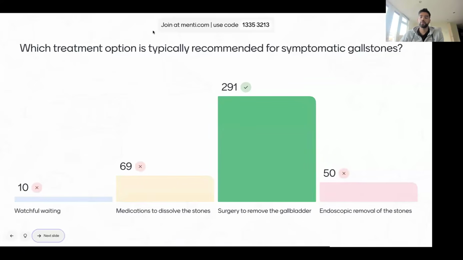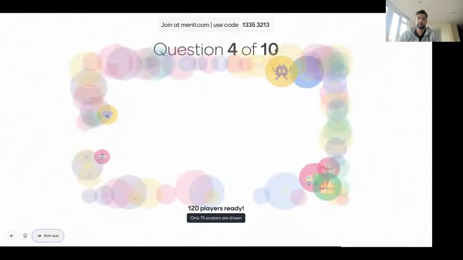Good. So we remove the gallbladder. Endoscopy is where you do a camera inside the bowel to remove the stones. But remember, guys, we don't remove the stones, because if we remove the stones, they will just come back. So we remove the whole gallbladder, not the gallstones, yeah?